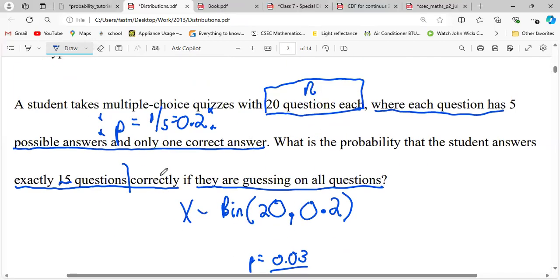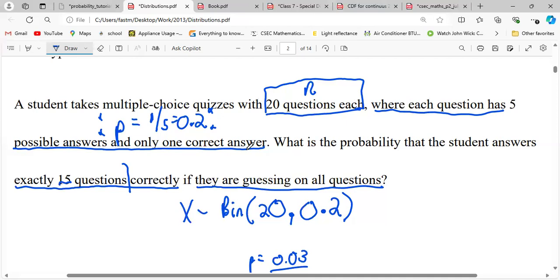Right, so you can read this here. A student takes a multiple choice test with 20 questions. So that is a total there to give you. Each question has five possible answers and only one correct answer. So one question has 5 possible answers and one correct. Basically they're trying to give you the probability of a success there. That would be 1 on 5, because only 1 out of the 5 will be correct.